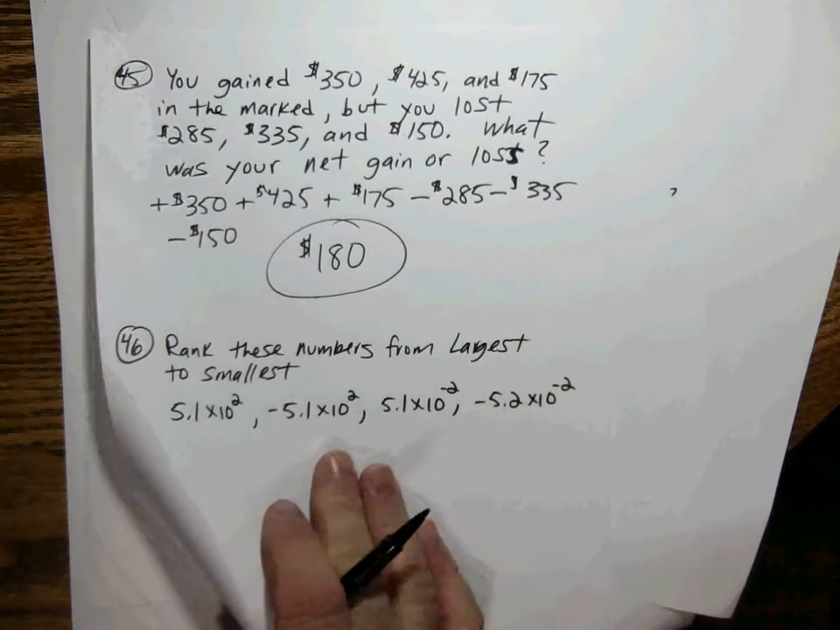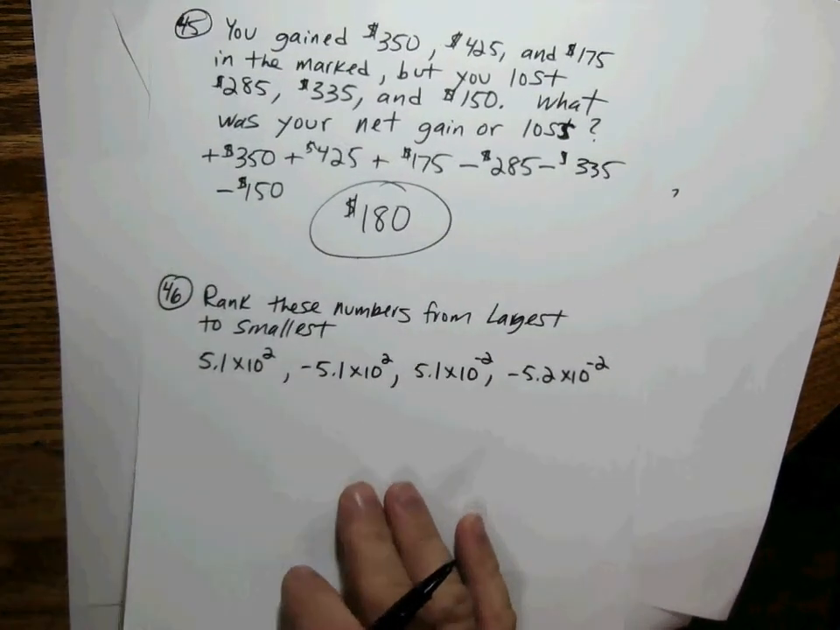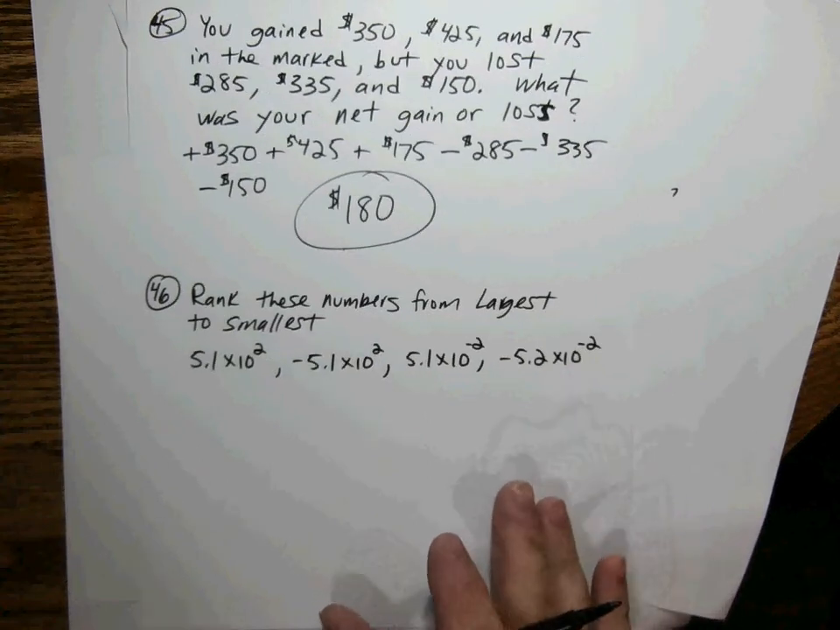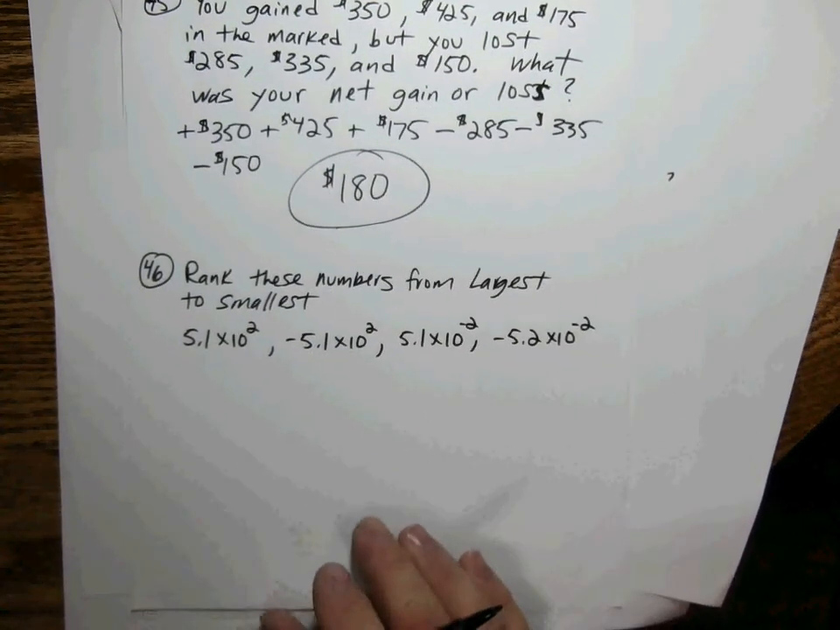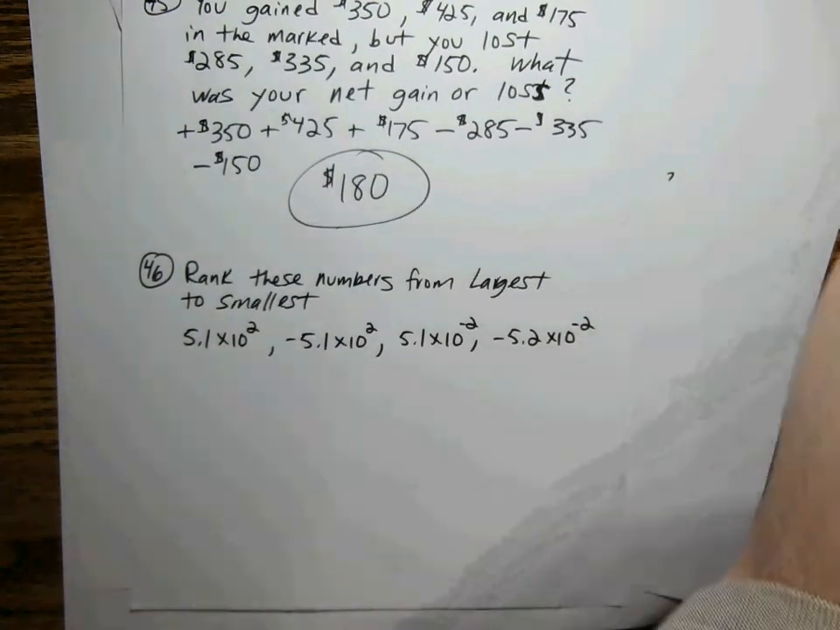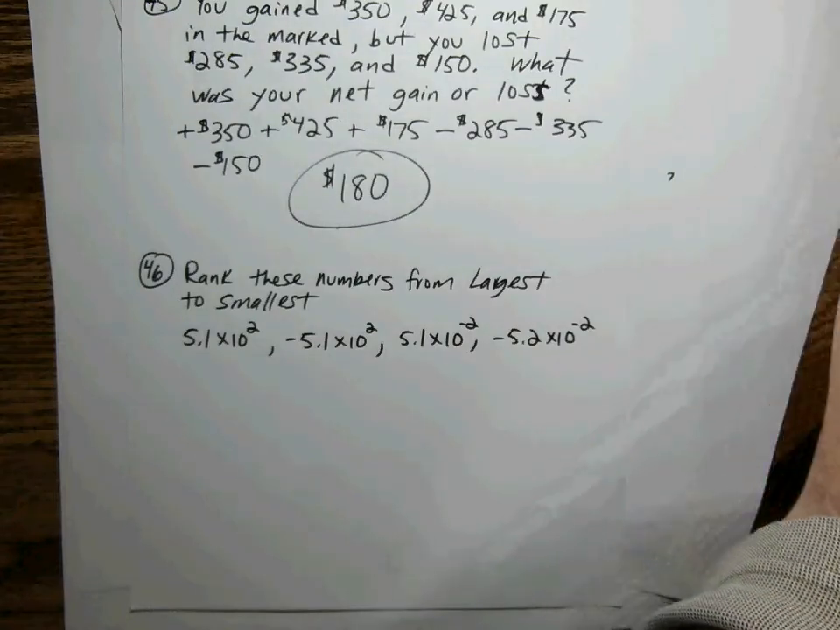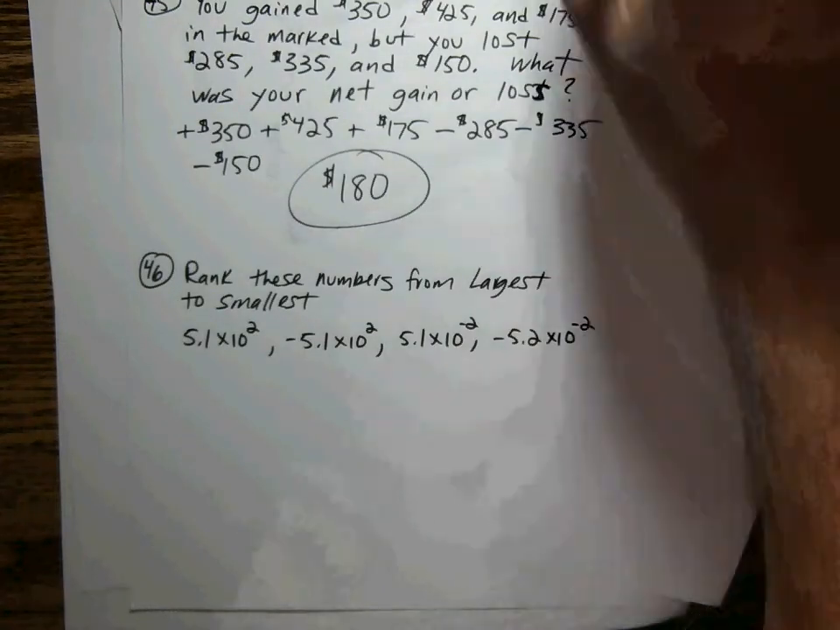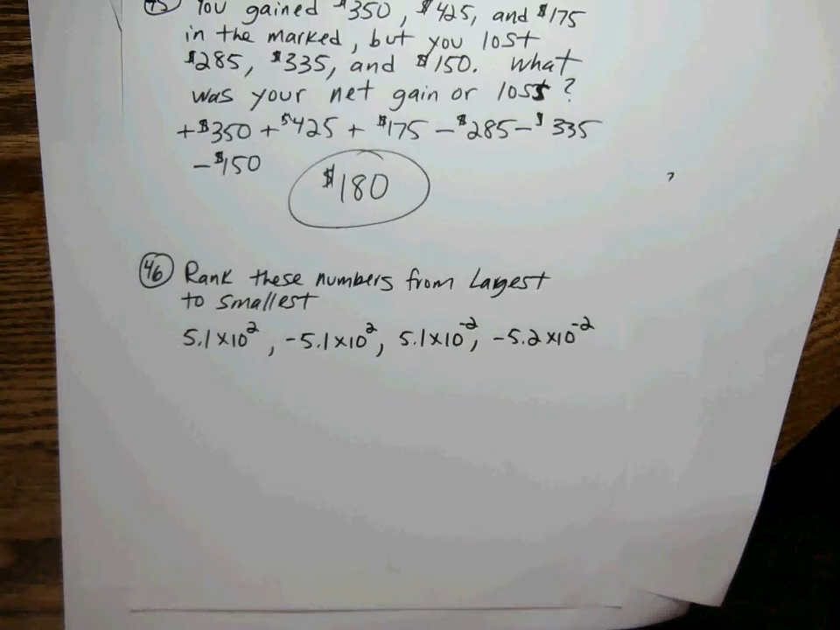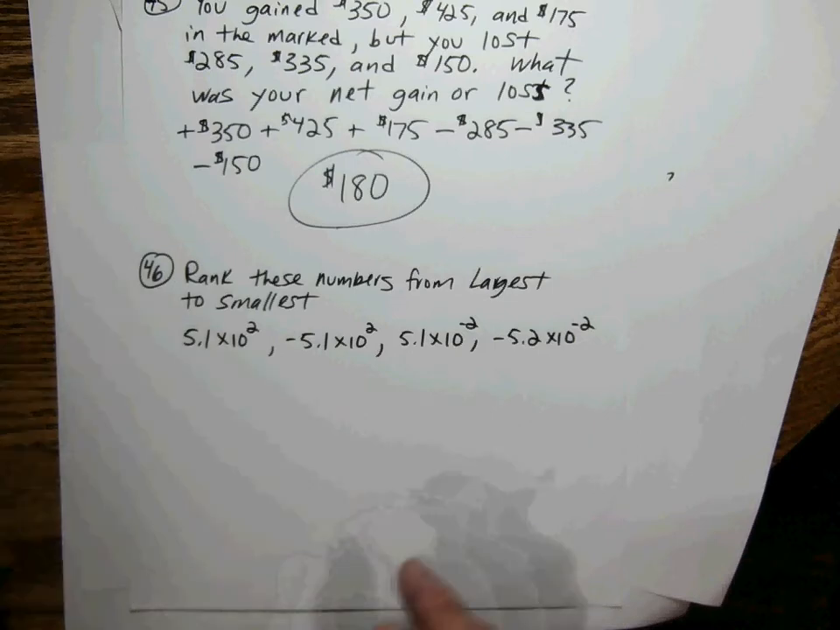Okay, finally, rank these numbers from largest to smallest. Now the one on the exam may be the opposite, may be smallest to largest, so watch out for how it's worded, okay? Well, we got to think about these numbers. That scientific notation makes it seem a little goofy, a little difficult. So if we get rid of that scientific notation, that's the easiest way in my mind to rank these things. So let's get rid of the scientific notation.